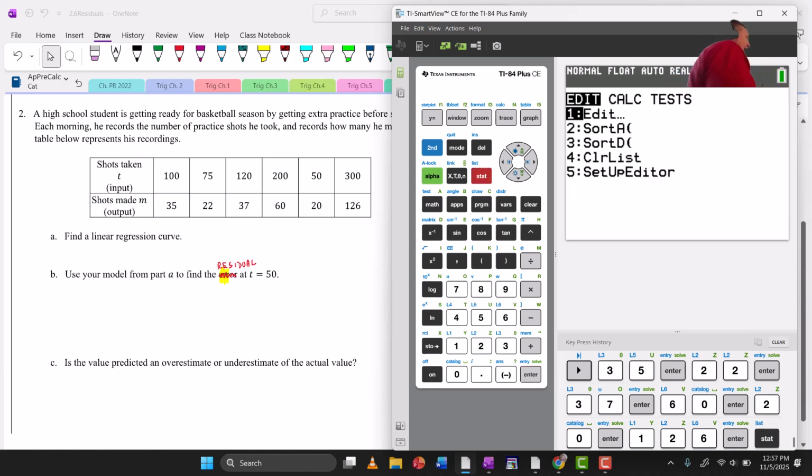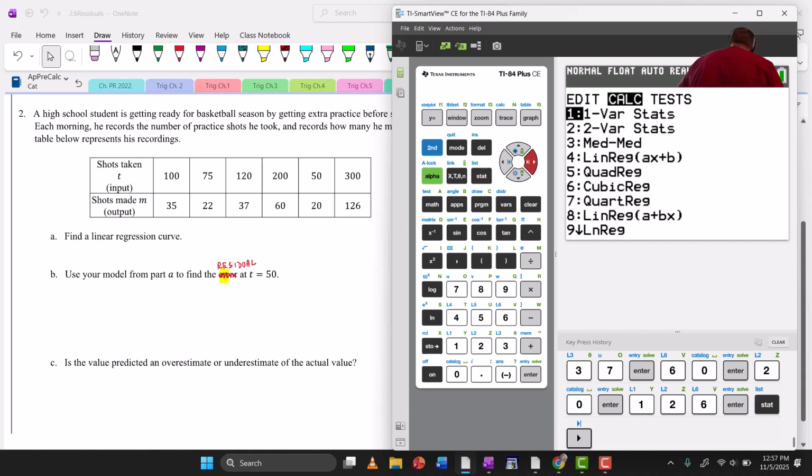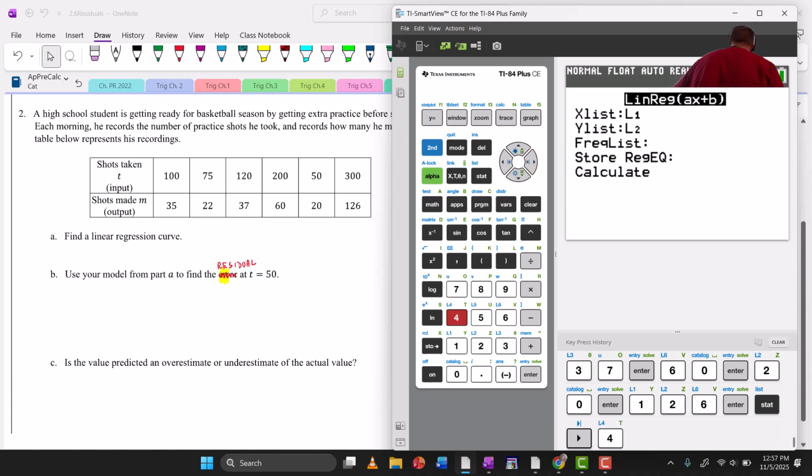Stat. Now wait, I got to read the question. Find a linear regression curve. This is all you had to do on the last test. You didn't have to plot the data. You didn't have to look at our squared values. You just needed the equation. Stat, move over. And it said linreg, we like 4. 8 is also a linreg. I don't even know why it exists.